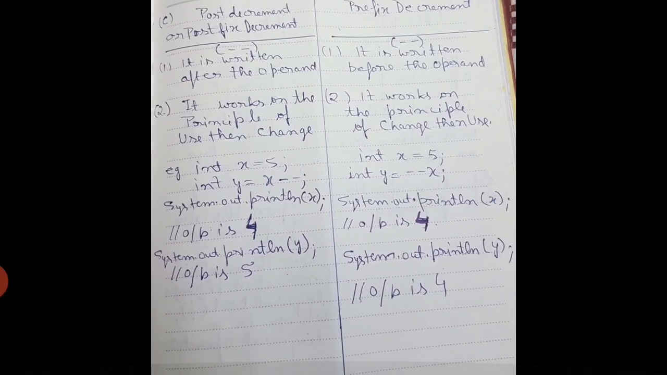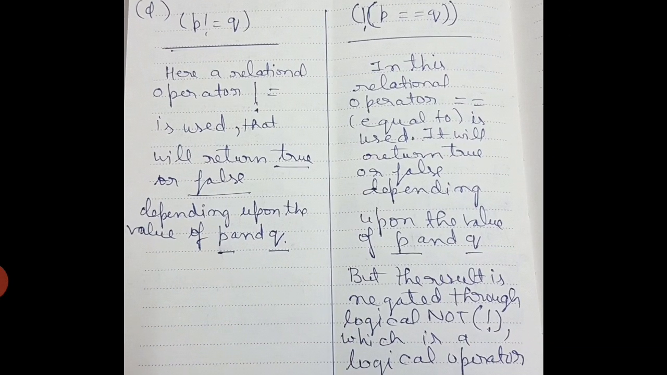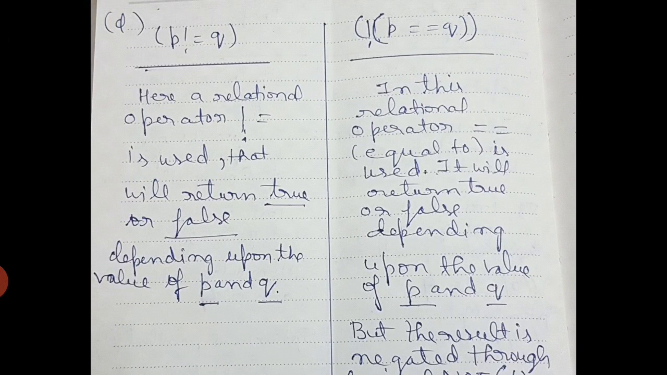After that, students, we have one more difference. One is p != q, the other is !(p == q). You can see in the outer parenthesis, it is written not. The logical operator not is there, and then in the parenthesis it is written p == q. So here, students, is a relational operator. First I am reading for p != q. Here the relational operator not equal to is used, that will return true or false depending upon the values of p and q. As simple as that.